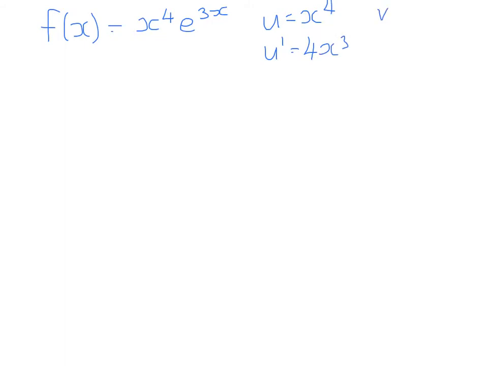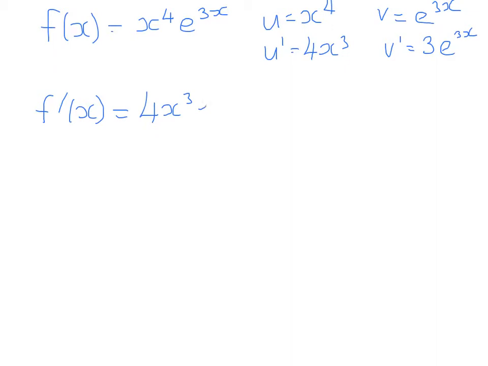We're going to let v be equal to e to the power of 3x. Now that's a composite function, so the derivative of it is 3 times e to the 3x. Product rule is u dash v plus v dash u. So our derivative is going to be 4x cubed times e to the 3x plus x to the power of 4, and that's times 3 e to the 3x.